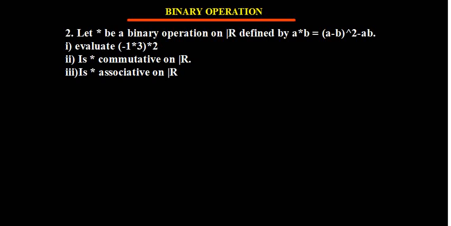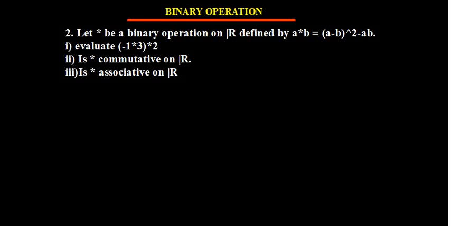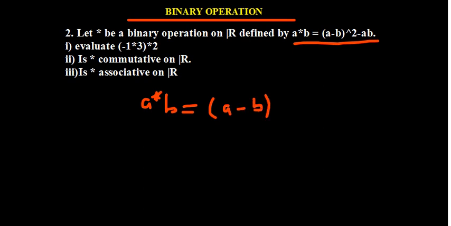Okay, so let star be a binary operation on the set of real numbers defined by that. So how do we solve this question? I'll write that. A binary operation on A and B is (A minus B) squared, subtract AB, right? That's what we have there. So we want to evaluate that.